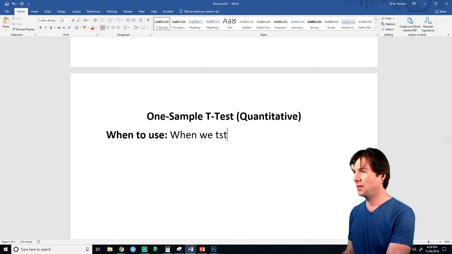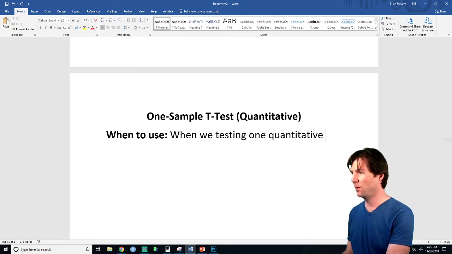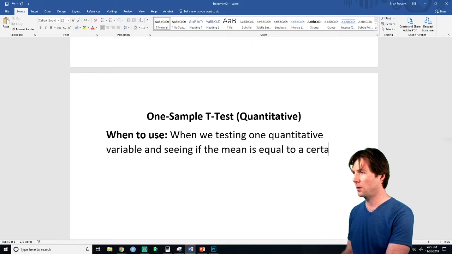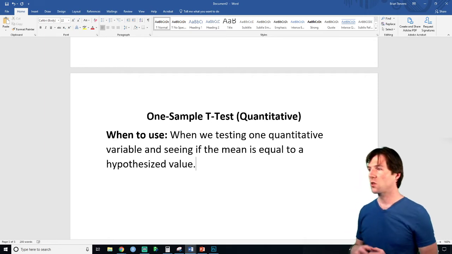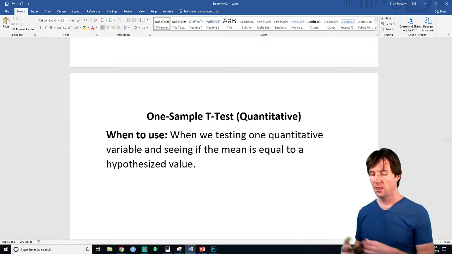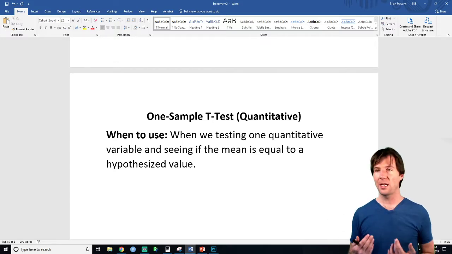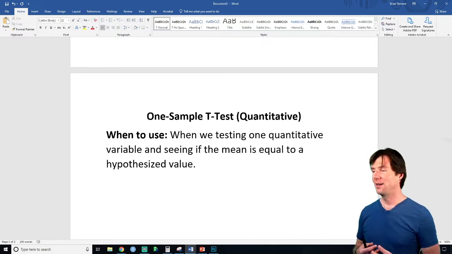When we are testing one quantitative variable and seeing if the mean is equal to a certain value. Let's say hypothesized, that sounds better. A hypothesized value. Okay, so we're going to test a quantitative variable, such as age, weight, height, I can't think of other ones.